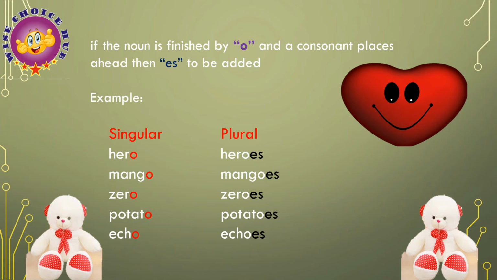Now look here, P-O-T-A-T-O. O is the last letter and it is a vowel. And before the vowel there is T, and T is a consonant. So I am going to add ES and make it plural. Potatoes. Echo, echoes.